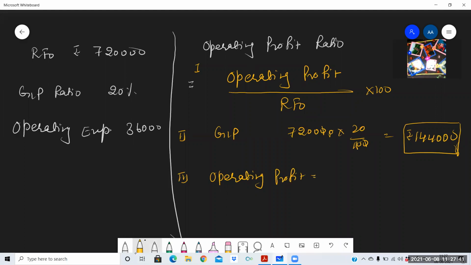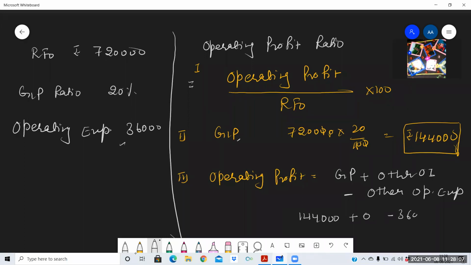The formula for operating profit by using gross profit is gross profit plus other operating income minus other operating expenses. So what is the gross profit here? 1,44,000, and other operating income is 0, and other operating expenses 36,000. So what will be the operating profit? Again, write in caption, rupees 1,08,000.